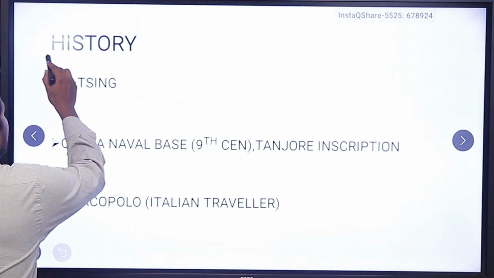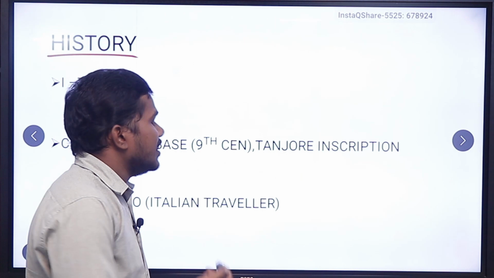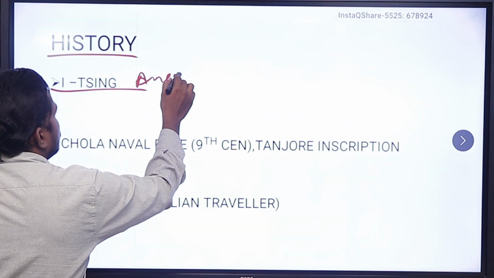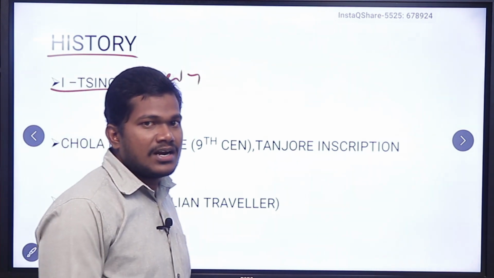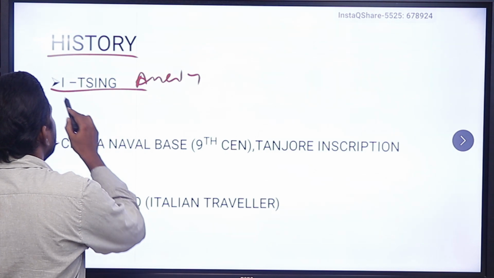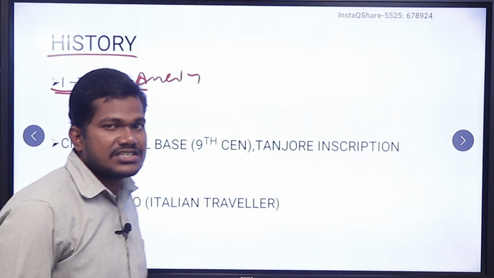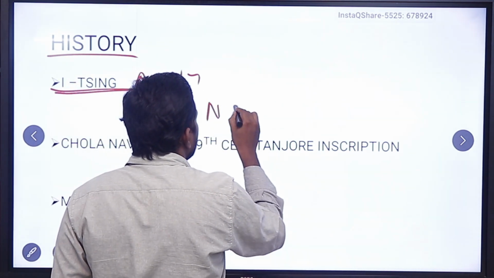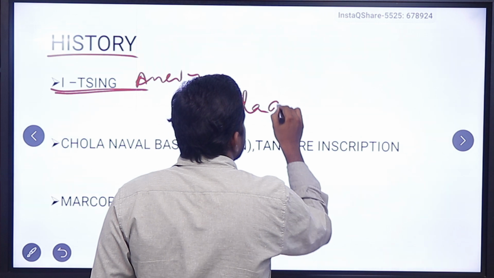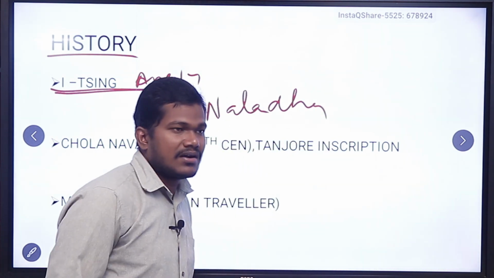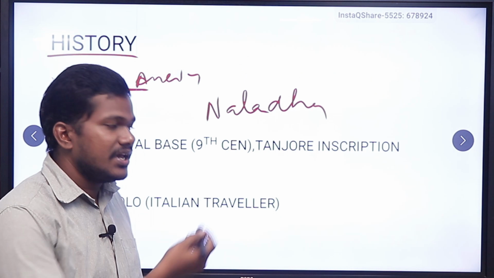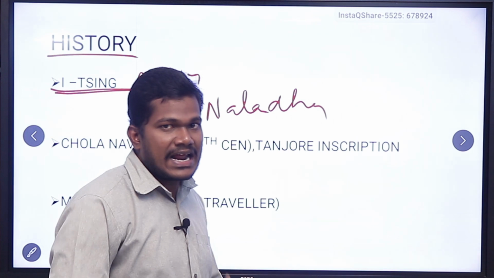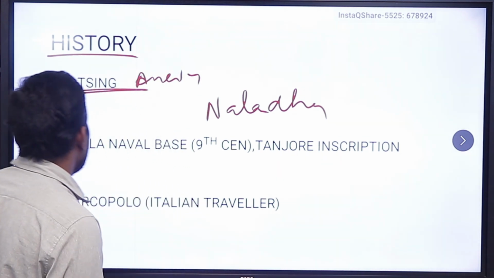So, history of Andaman and Nicobar Island in the ancient time. If we look at the ancient history of Andaman Nicobar Island, the first reference is from I-Tsing. I-Tsing is a Chinese traveler and translator who had studied in the famous Nalanda Buddhist monastery, located in Bihar. Nalanda was a very famous university in ancient times. He said that Andaman and Nicobar Island is a land of naked people.